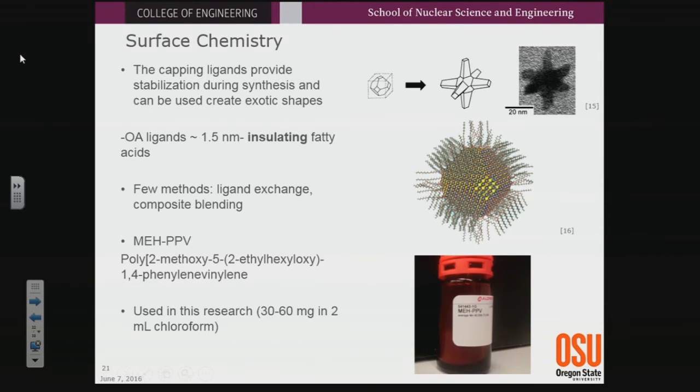Another one is composite blending, where you take a conductive polymer, such as MEHPPV, and mix it in with your nanocrystals, and hope that the conductive polymer can help you take charge and extract it throughout the uniform solid. I'm not going to attempt to say how you pronounce MEHPPV. That's what we used in this research. Either 30 or 60 milligrams were put into 2 milliliters of chloroform.